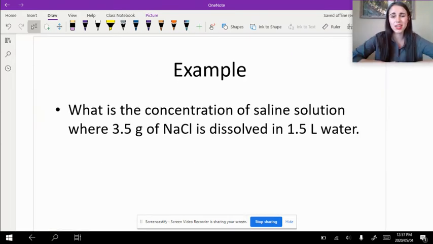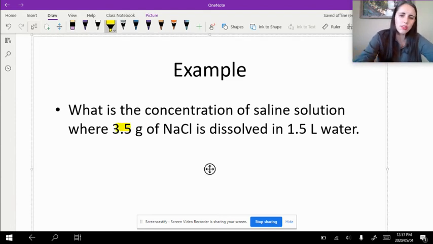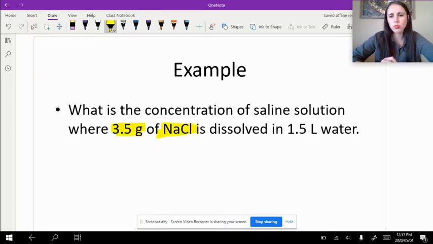All right, we're going to get right into an example. We have our formula. So we're going to go through this example, and it's asking for the concentration of a saline solution, a salt solution. We're told that we have 3.5 grams of salt, sodium chloride, and we've dissolved that into 1.5 liters of water. So you're essentially making salt water in this case.